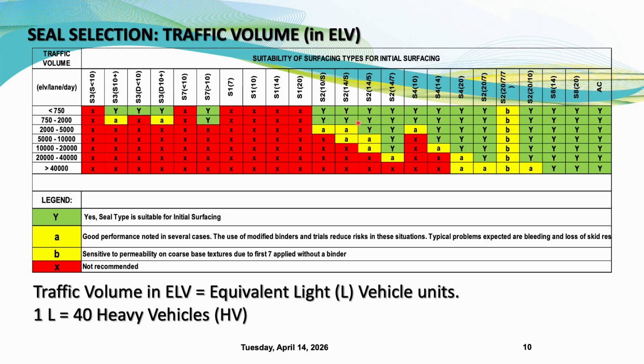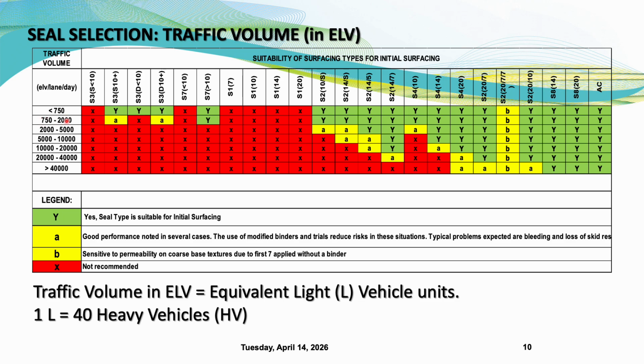A double seal, another double seal, 14.5, a 10.5, 14.5, 14.5, 10, 14.7, S4, 10, and so forth. So basically all these seal types from there are adequate for this category or volume of traffic.